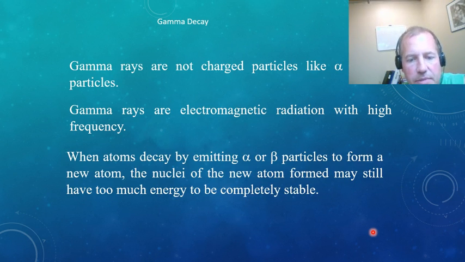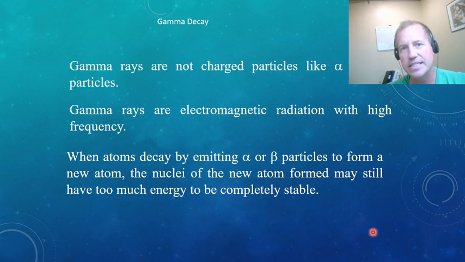When atoms decay by emitting alpha or beta particles to form a new atom, the nucleus of the new atom formed may still have too much energy to be completely stable. So you may say, why is it doing this? Why is it releasing the gamma? Nothing's changing here. Well, that's an excellent question.